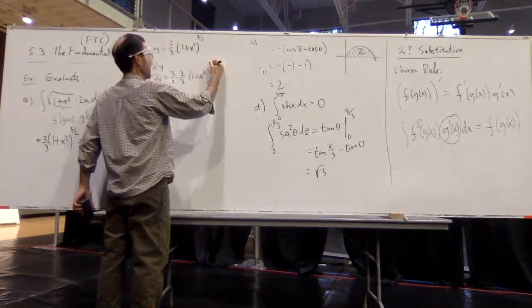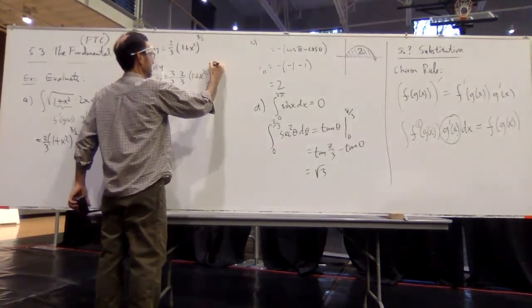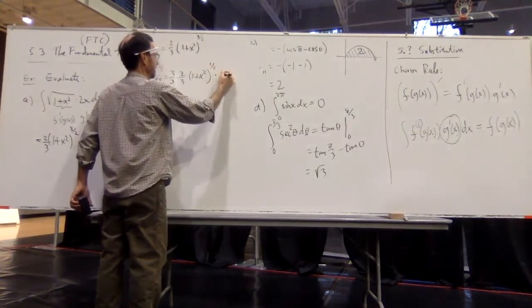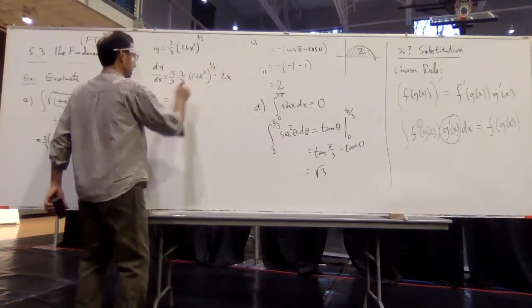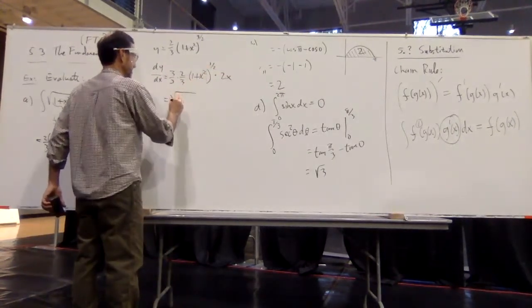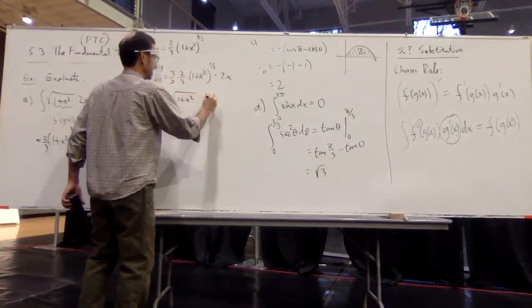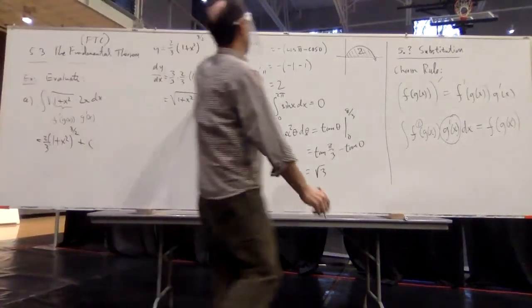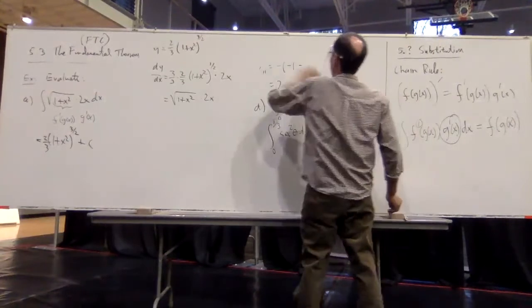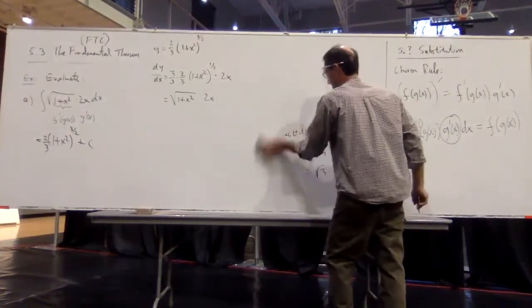Taking the derivative, you remember those, the good old days. Times the derivative of the inside, 2x. So let's write the 1/2 power as the square root. So does it check? Absolutely. Perfect. All right.